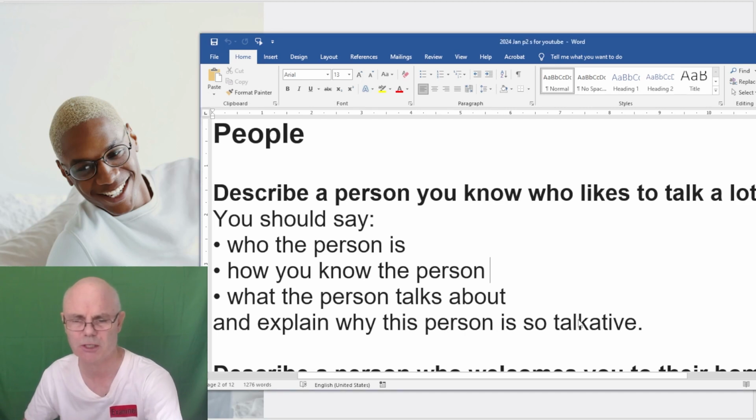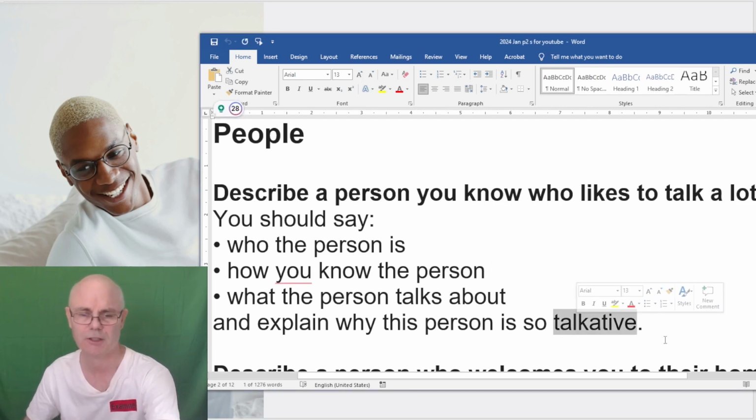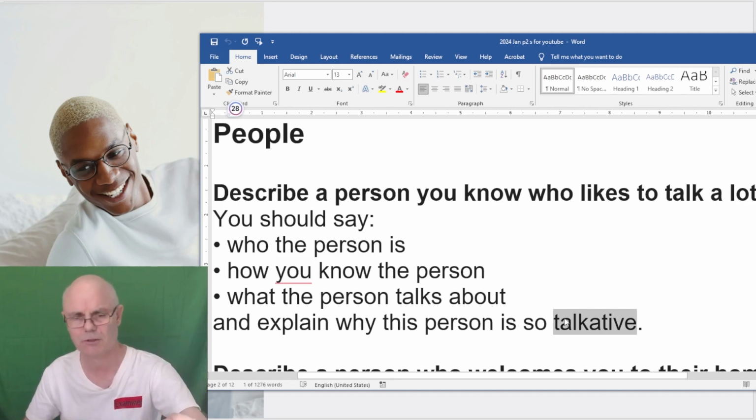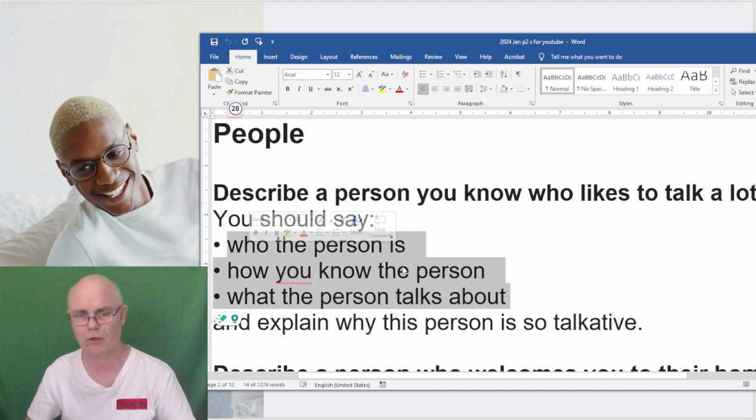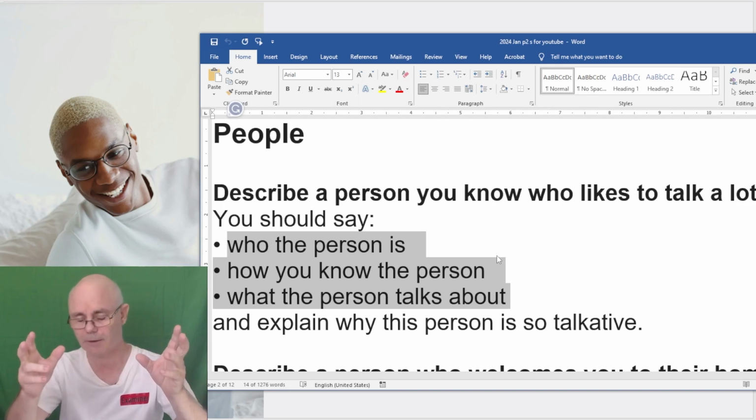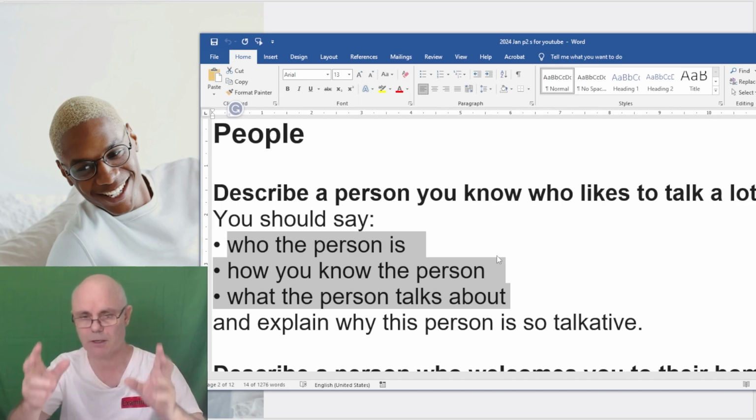And notice how the meat in the sandwich is often down here. Explain why this person is so talkative. This is a key element of the question. And what often happens is people speak about this for 2 minutes and never really get on to the talkative part, which is really the key part, as I said, the meat in the sandwich, the main part that you should really be focusing on. So don't focus too much on these sub-questions. It's that first sentence that matters.